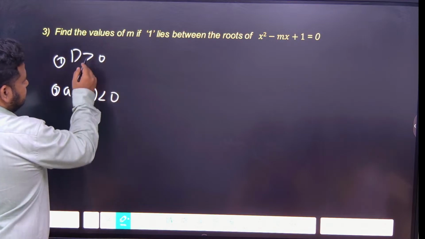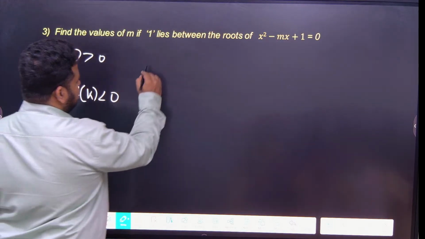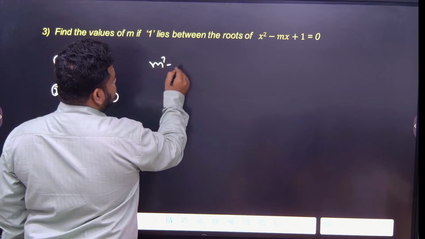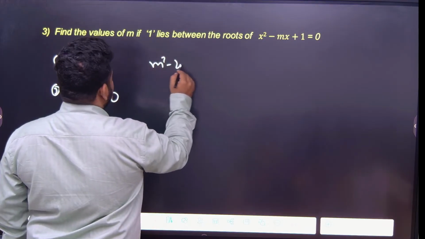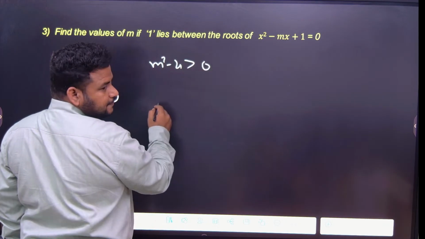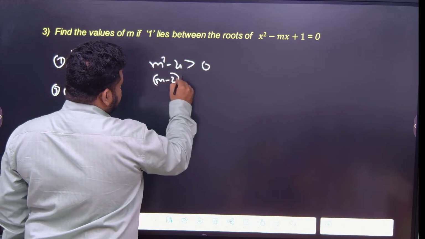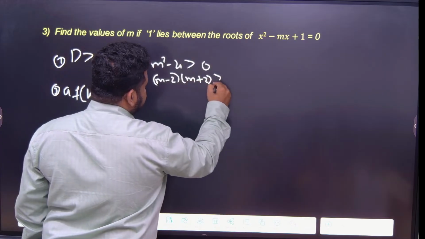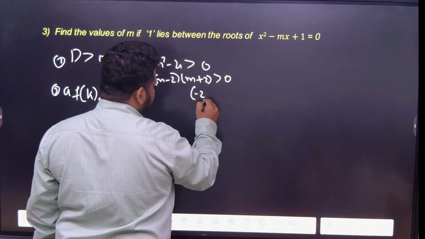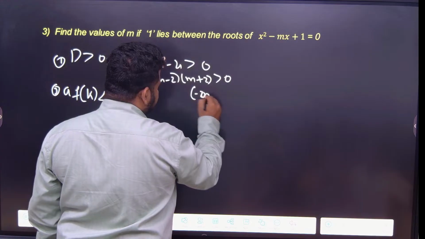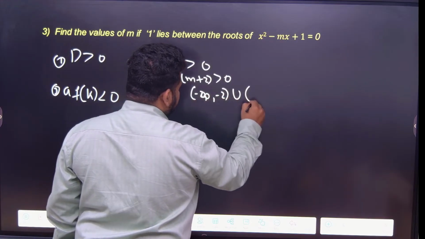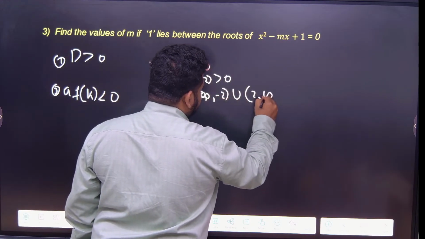D should be greater than 0 means b square minus 4ac, that is m square minus 4 should be greater than 0, correct? That means m minus 2 times m plus 2 should be greater than 0. So I will get minus infinity to minus 2 union 2 to infinity.